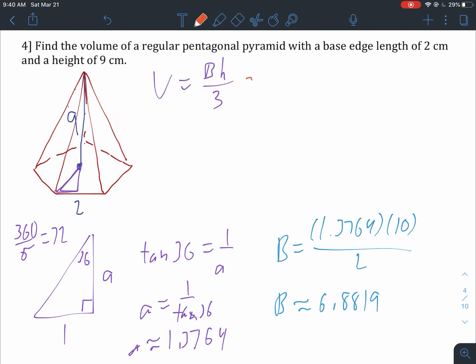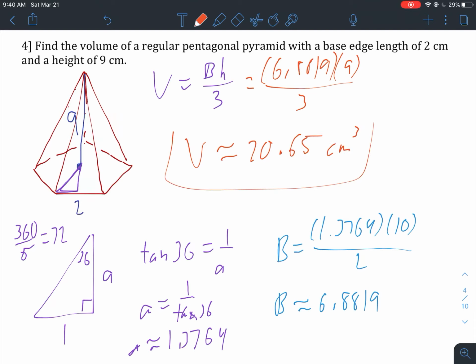Go back into our formula. 6.8819 times the height, which is 9, over 3. And we get our volume to be approximately 20.65 cubic centimeters.